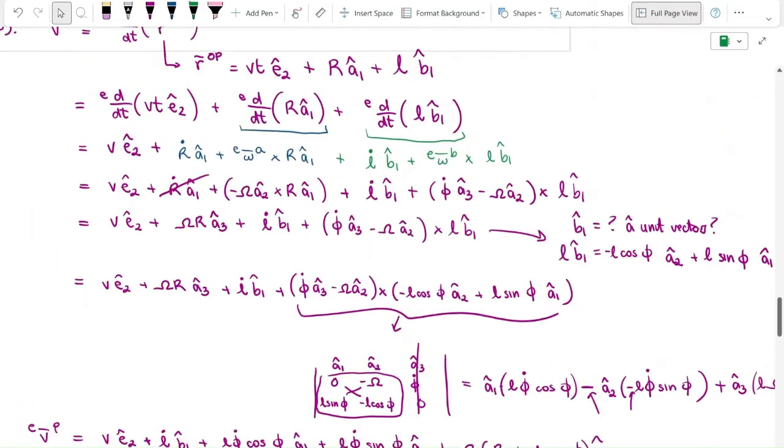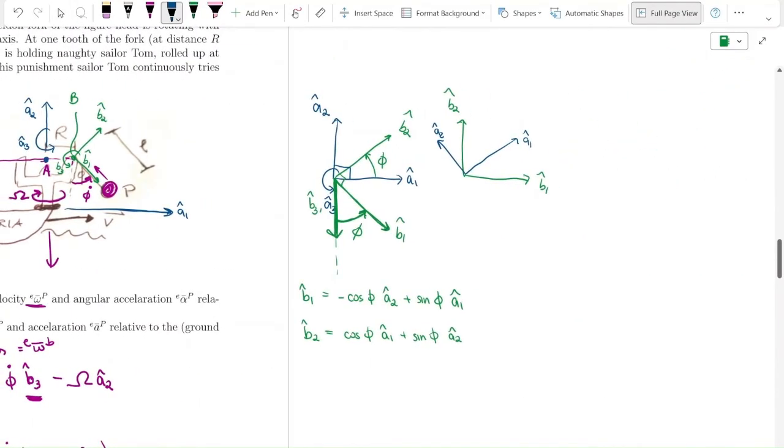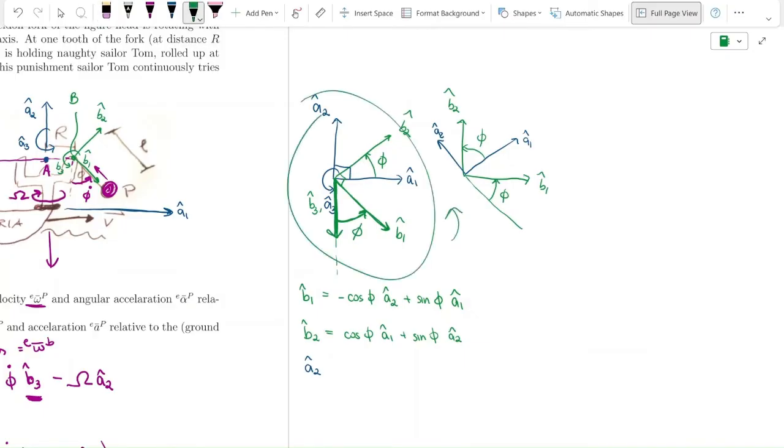So A2 hat. Let's go up here and look again. Personally I think it's useful to look at this picture now. So we know that phi is going from, we've shifted it this way, so now phi goes like this, and then this is phi. I think you have to stare at it for a second just to see, because all we've done is rotate this picture this way a little. But yeah, so we can write A2 hat now in terms of this.